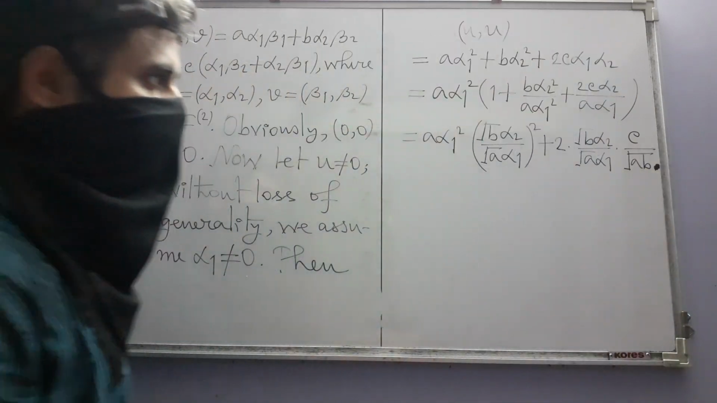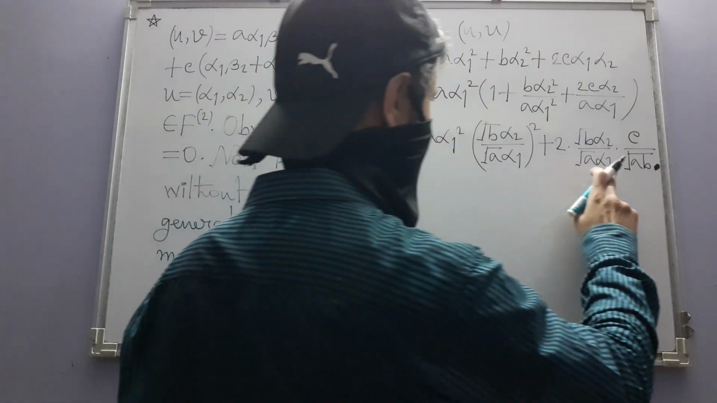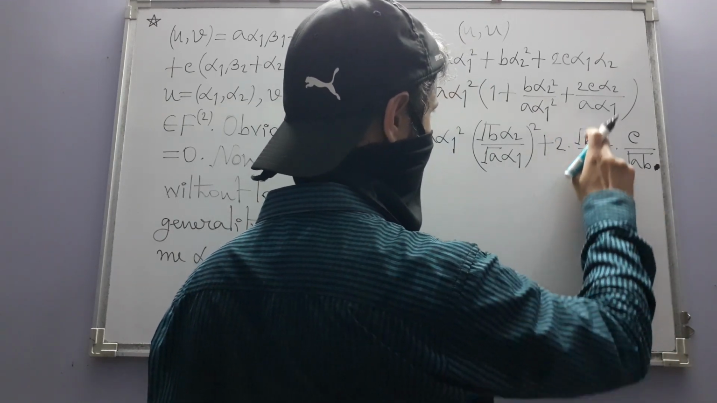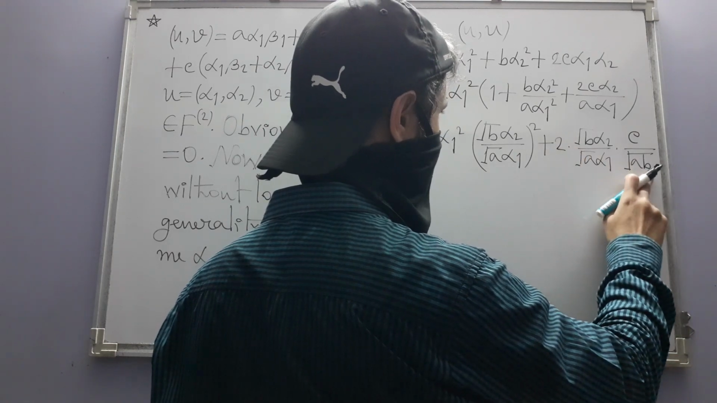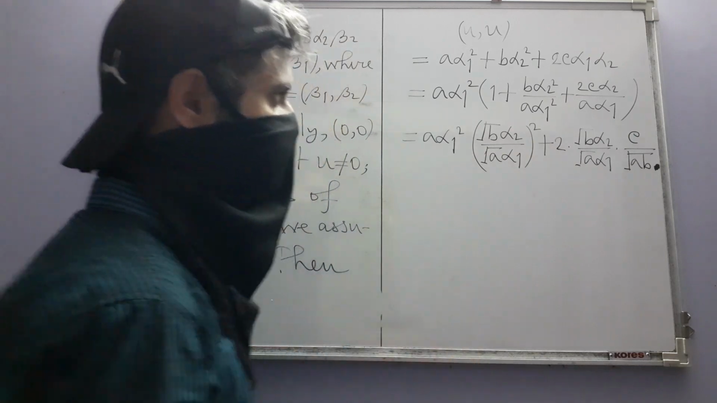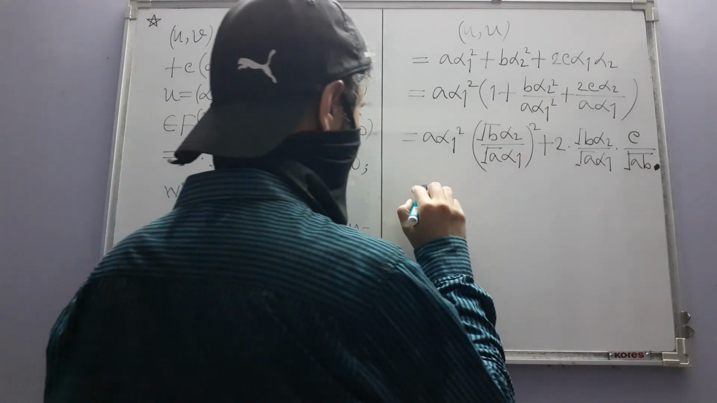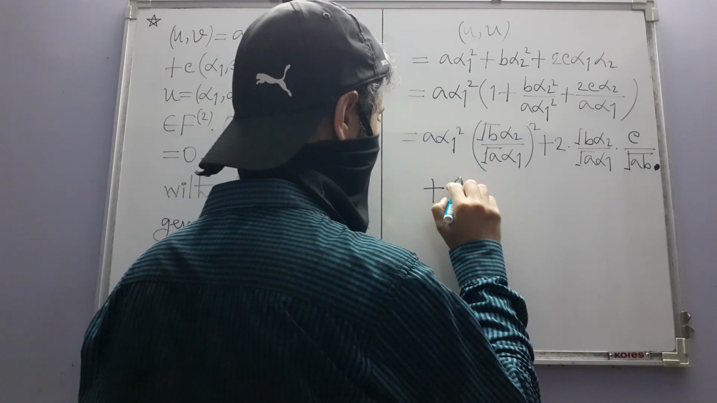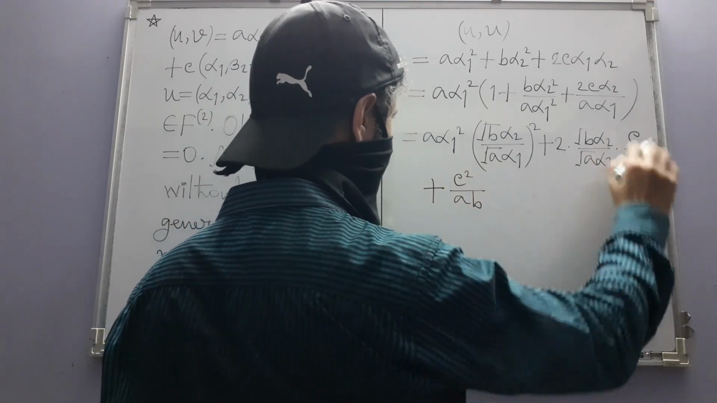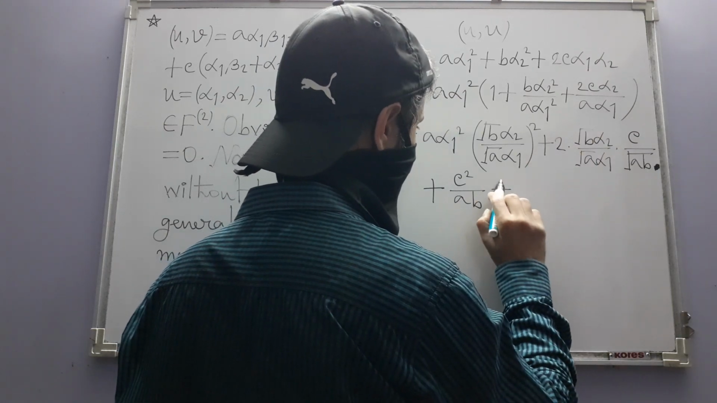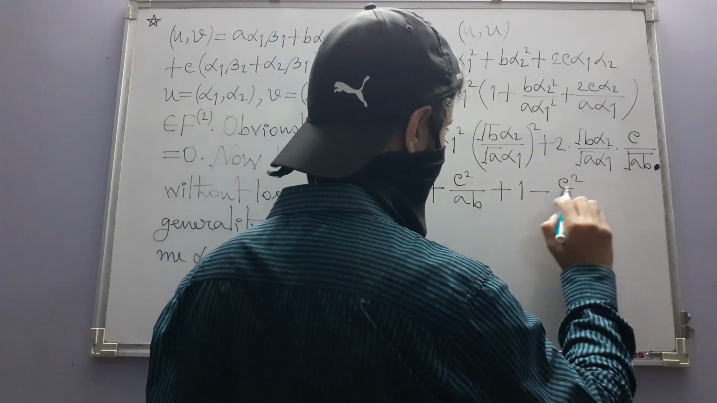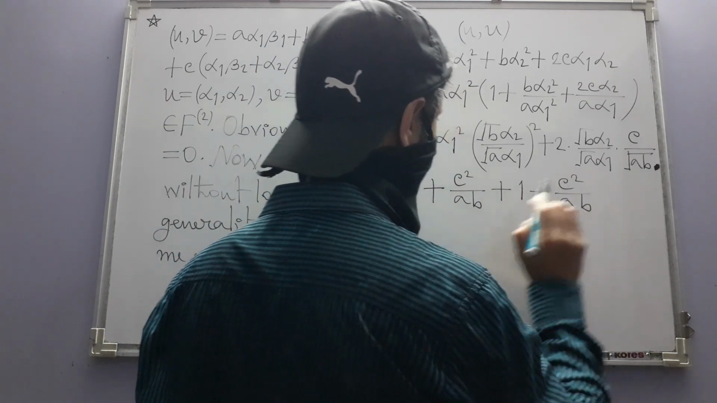c over square root of a. Is it coming? Let's see. Square root of a times square root of a is a in the denominator. We have alpha 1 also. Square root of b and square root of b cancel out, and we have c alpha 2 in the numerator along with 2. Fine. Plus c square over ab, that's the square of this term, so that we have written extra. There was already one plus 1, so minus c square over ab.